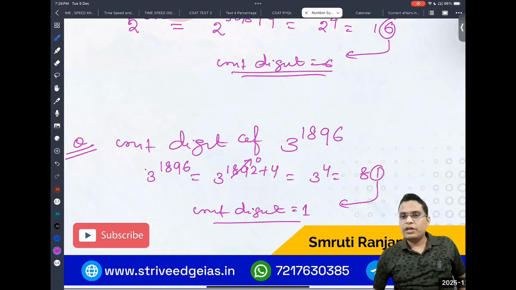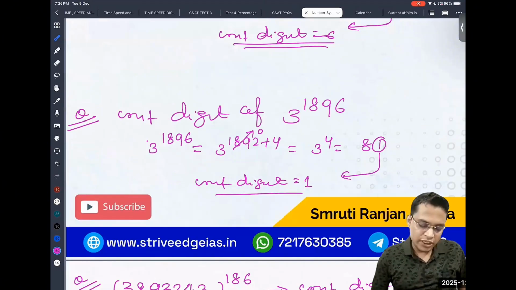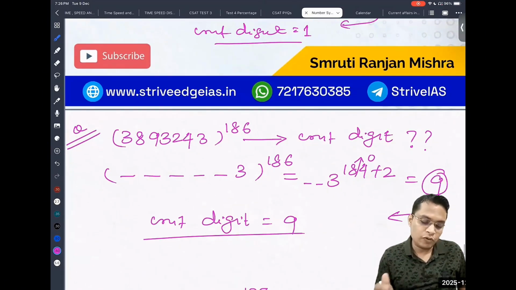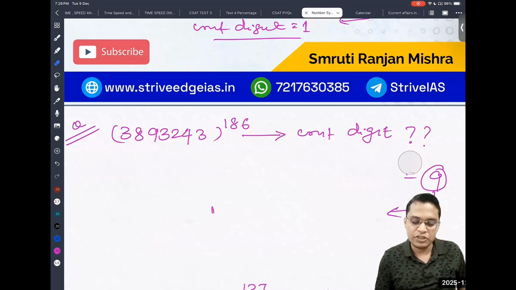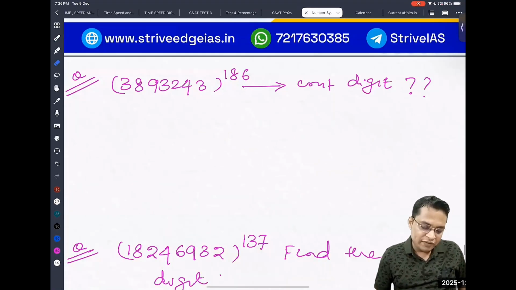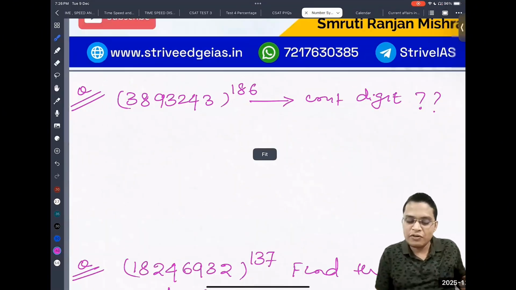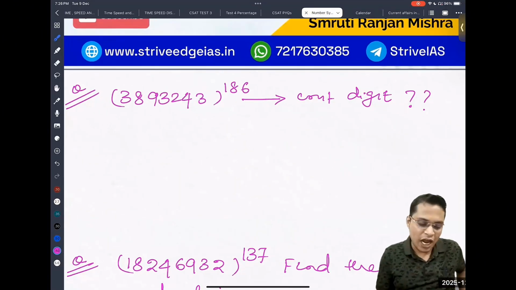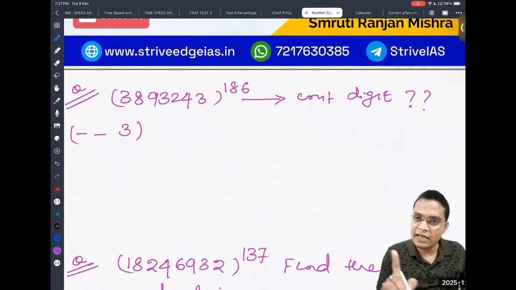Hope, dear students, you are able to understand everything. If you are not able to understand, please let me know in the comment box and I will definitely improve. How can UPSC ask about this using this concept? UPSC can give a very big number like this. We should not be concerned about how big it is, because our only goal is to find the unit digit. The unit digit is 3.